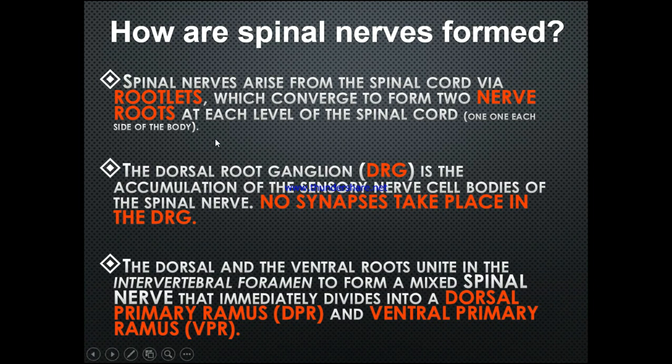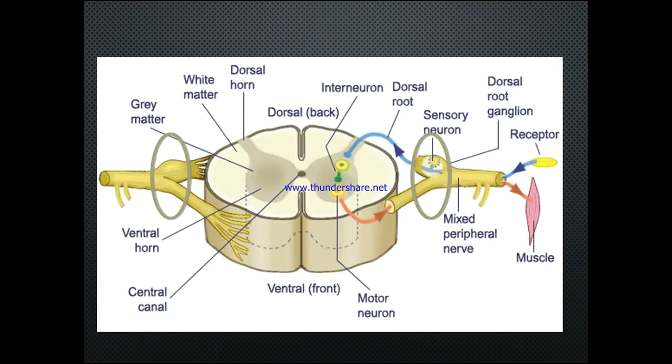The dorsal root ganglion, or the DRG as it's often referred to, is the accumulation of the sensory nerve cell bodies of the spinal nerve, and no synapses take place in the DRG. The dorsal and the ventral roots unite in the intervertebral foramen to form a mixed spinal nerve that immediately divides into a dorsal primary rami and the ventral primary rami, so we can have communication to the front and the back of the body.